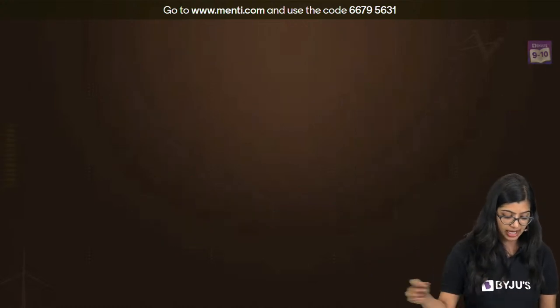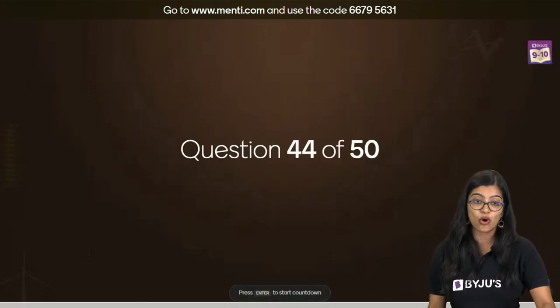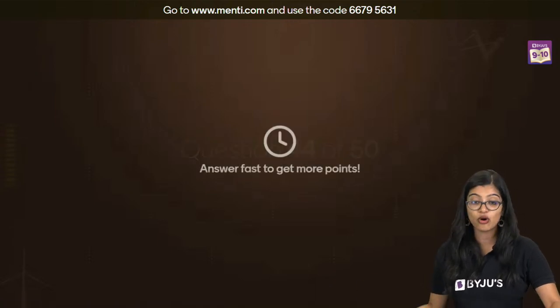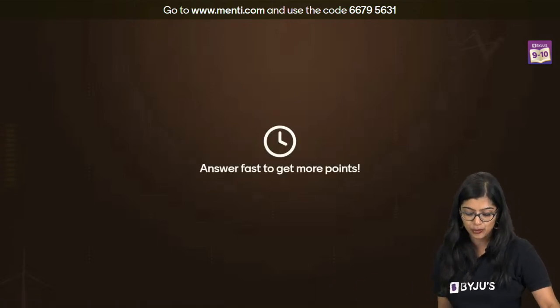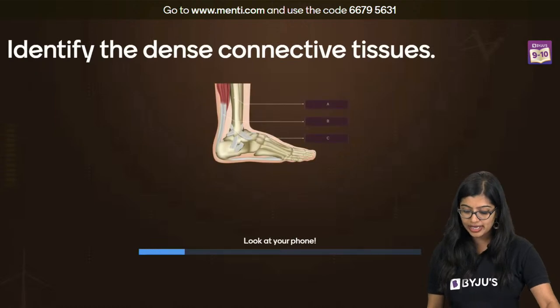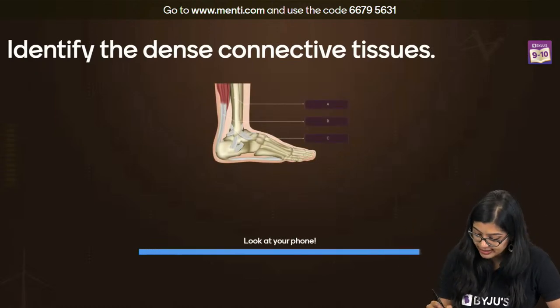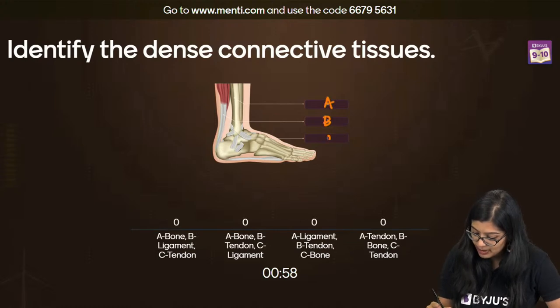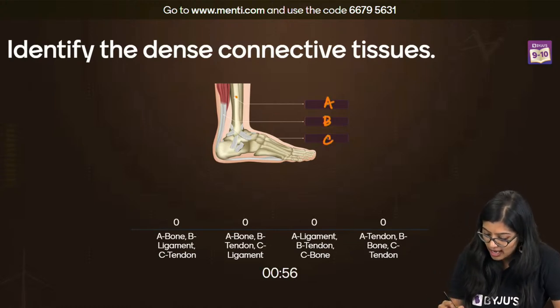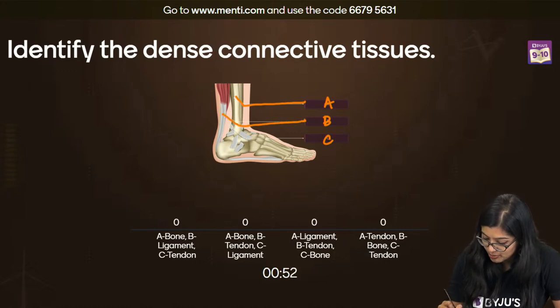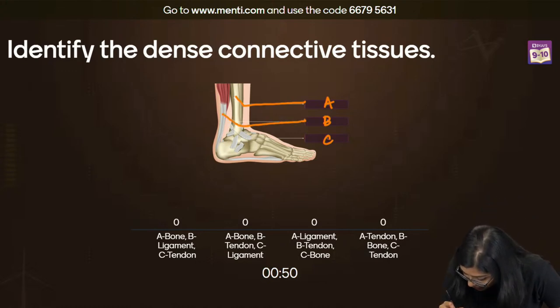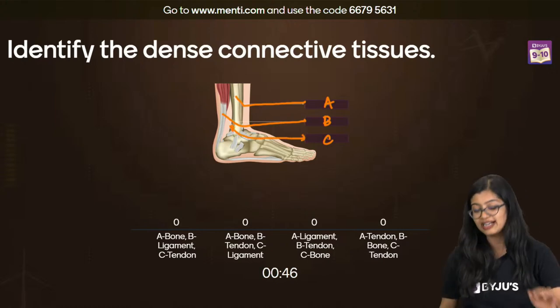So now let's quickly move on to question number 44, everybody on your screens now. Here you have an image. I will write on the image so that you can see. On top you have A, B and C. You have this part which is pointing to A, the white part pointing to B, and this white portion here which is pointing to C. Identify A, B, C.